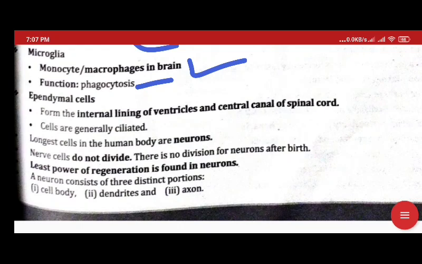Ependymal cell means lining what? Lining CSF. This is the formation of CSF, the internal lining of ventricles and central canal of spinal cord. Ependymal cells, so this makes what? CSF or ventricles lining. We have ventricles with CSF. Now the longest cell in human body is called neuron. Also the softest tissue is blood. We should remember. Now nerve cells never divide. This never divides due to what?